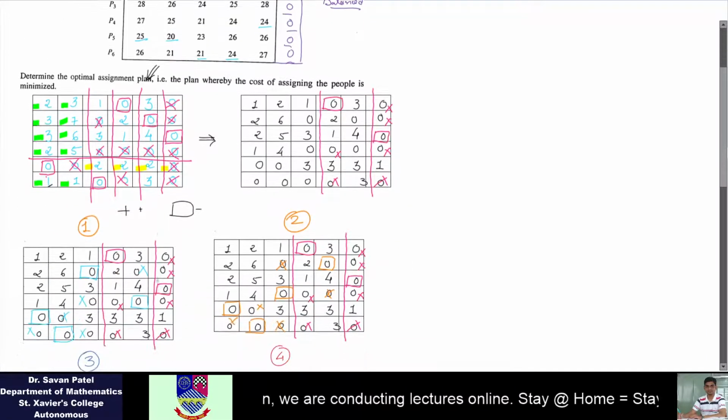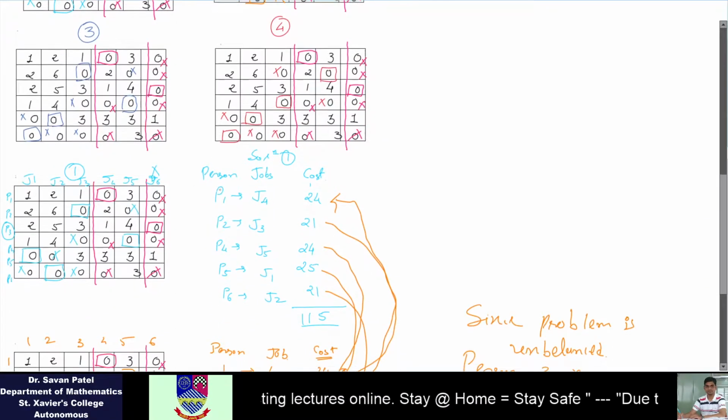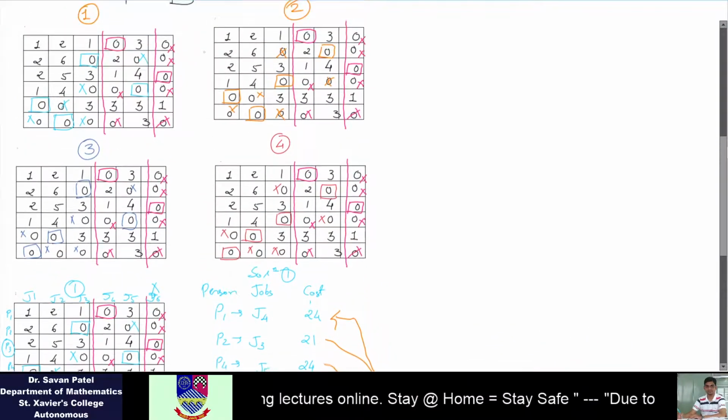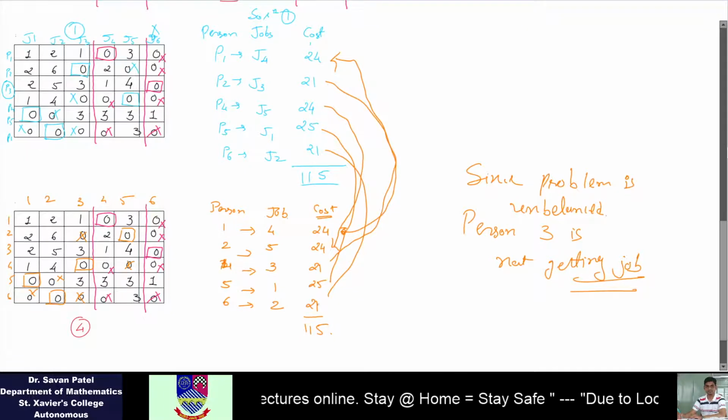If at any stage you see that there is not only one zero in each and every row or column, you have multiple options, then you have a choice of which zero is to be selected. Corresponding to that, you have multiple solutions. See here, we have calculated the cost for solution number 1 and solution number 2, and the cost is 115. In both cases we are getting the same.